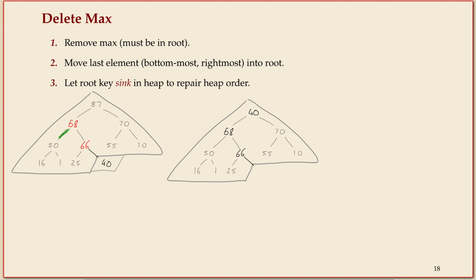Now, this time is a bit more tricky because we have two children and we could have screwed up both, like in this case. There's a violation on this side and on this side. And if we're not careful, we create follow-up problems. So what we have to do is first find the larger of the two children. In this case, 70 is larger. And so among those three, clearly 70 should be in the root because it's the largest of the three. And so we'll do that swap.